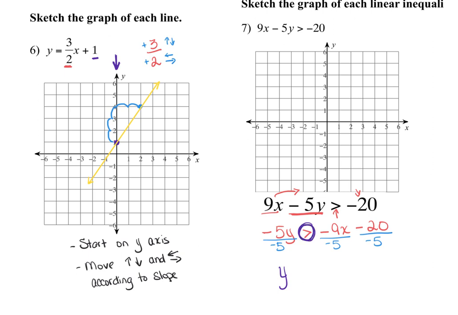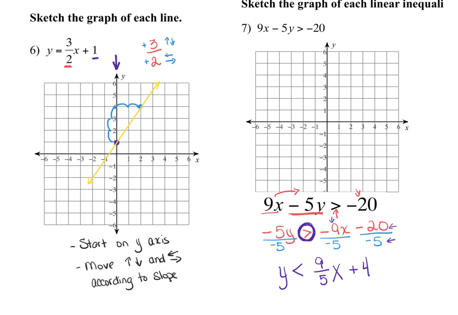Remember your rules for greater than, less than. When you divide by a negative, you flip that sign. So we're going to flip that to a less than. If I have a fraction like this, the 9 over 5, I can leave it that way. So negative 9 over negative 5, remember a negative divided by a negative is a positive. So I have 9 over 5 times x. And now I have negative 20 divided by negative 5. Negative divided by a negative is positive, so this is positive 4. And now it is in slope-intercept form.